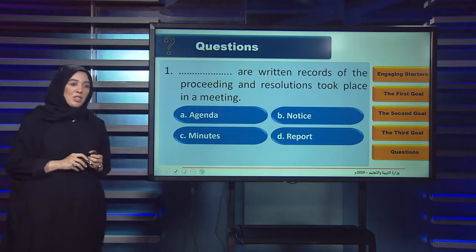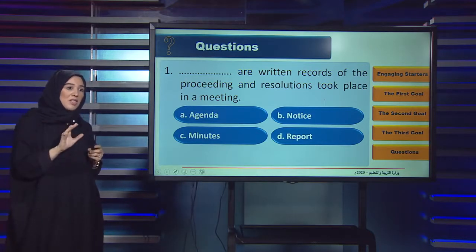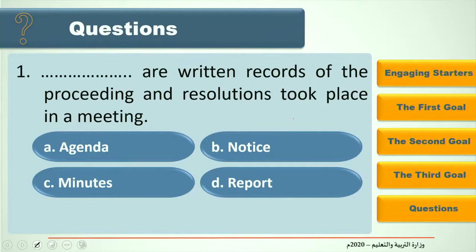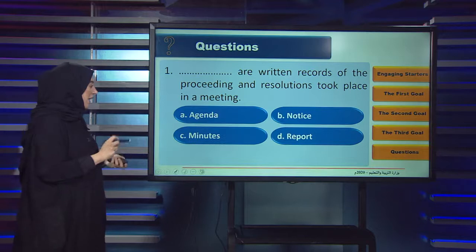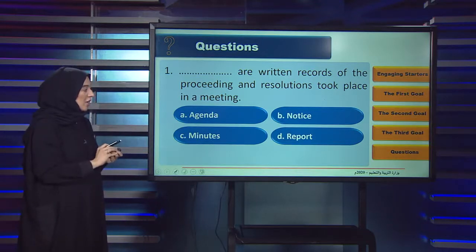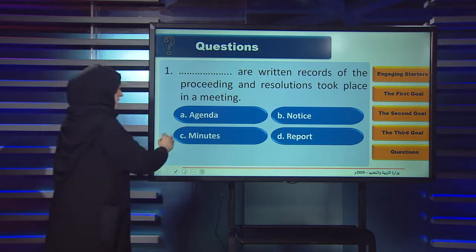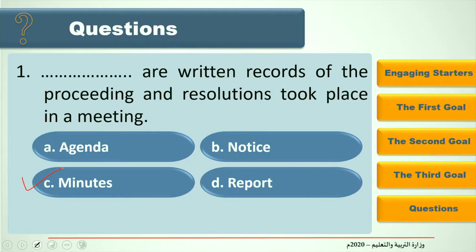Now we'll take questions. I'll ask you 5 questions and you have to answer them. We're going to answer them together. Question 1. Blank are written records of proceedings and resolutions that took place in a meeting? A. Agenda. B. Notice. C. Minutes. D. Report. The answer is C.